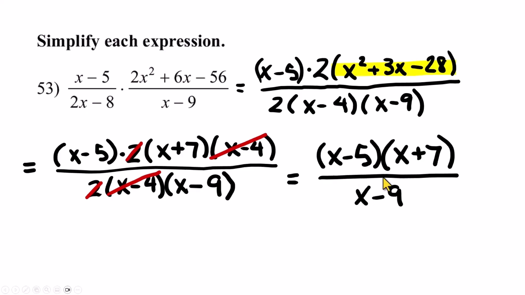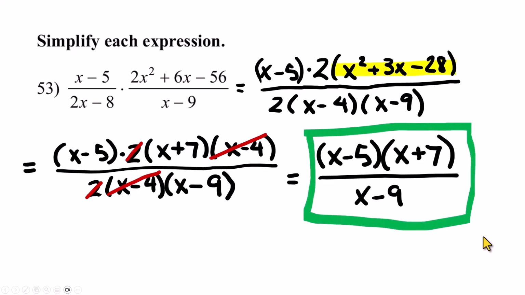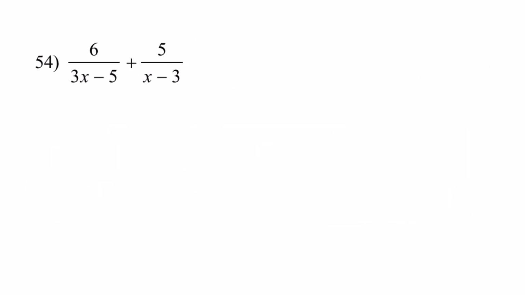Don't you dare touch those x's. They're not factors. The x minus 5 is a factor. The x plus 7 is a factor. The x minus 9 is a factor. They are groups. You can't just pick x's out of there. Put a box on it. You are done.